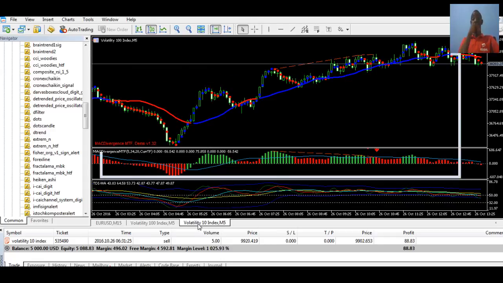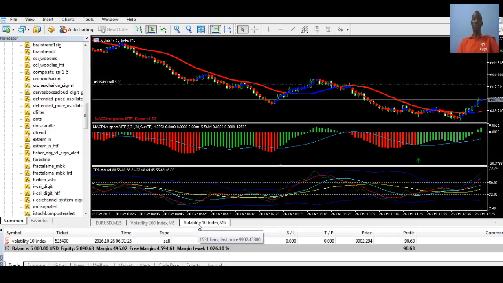This is your volatility 10. We still have some other ones as well today if you want to do that. But I believe this can actually help a number of you guys that have been looking for ways to make some very good results with your trading.